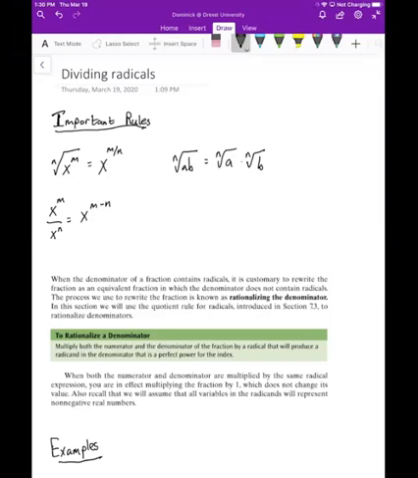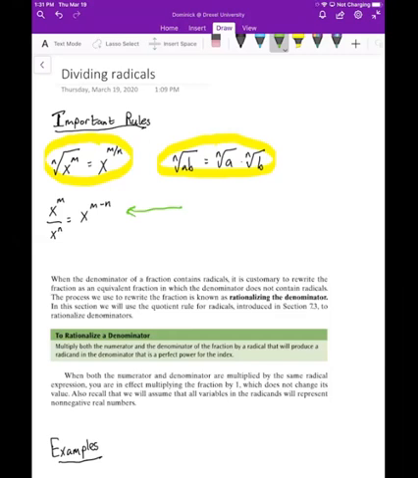I just want to call your attention again to some important rules that we'll need along the way. The first one is our property that allows us to write anything in radical form as an exponent. We'll also need the fact that you can split up radicals by just taking the product of the individual radicals. And for division, we'll need to keep in mind that if you divide two terms of the same base, you subtract their exponents.